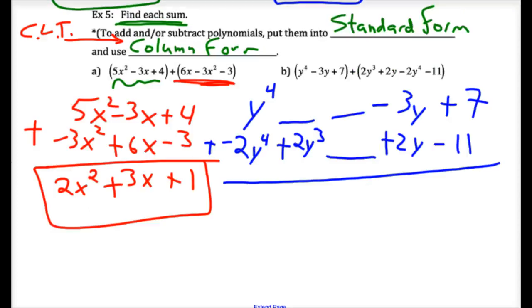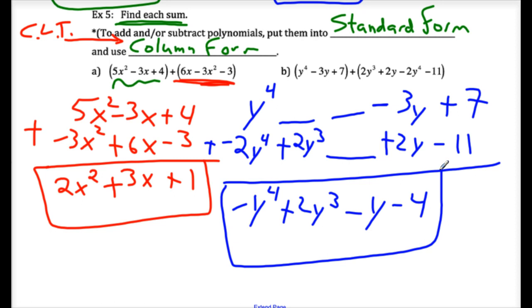Anybody think they can do this? Go ahead, McNulty. Negative y to the fourth plus 2y to the third minus y minus 4. Done. Don't put a blank in your answer. It's a good point. That would just look silly if you put a blank in your answer. Guys, that's what we're doing.